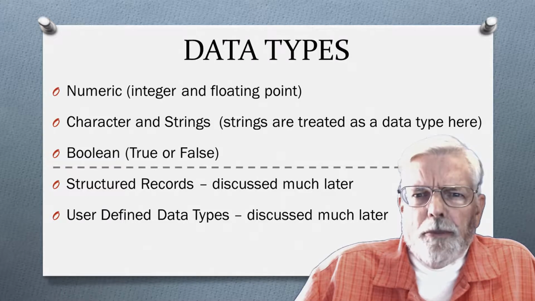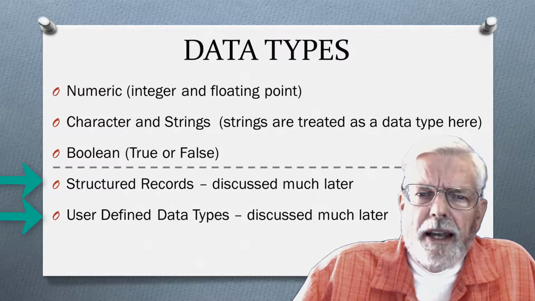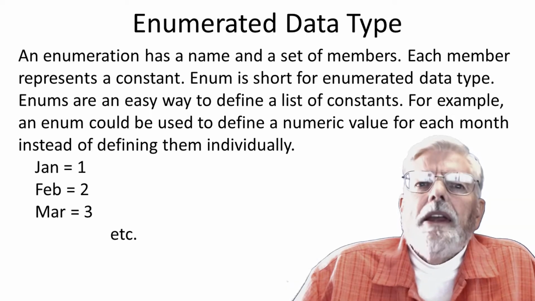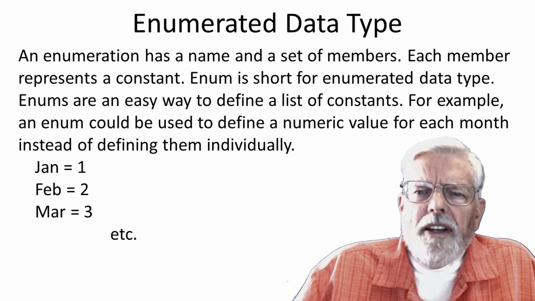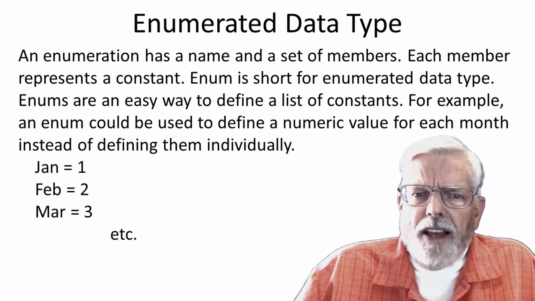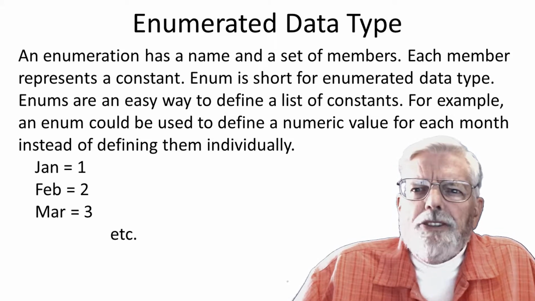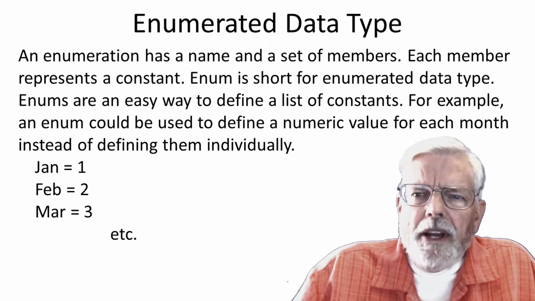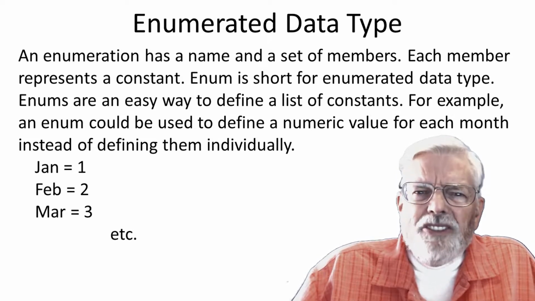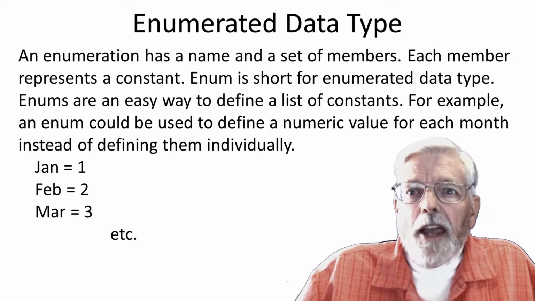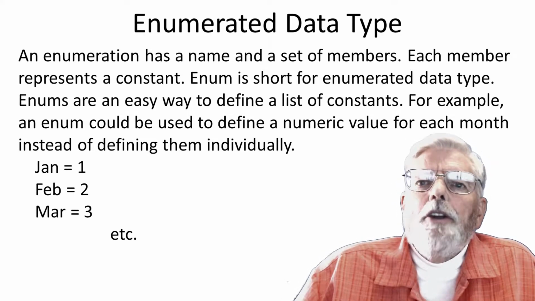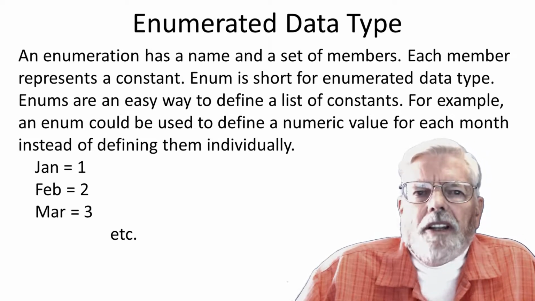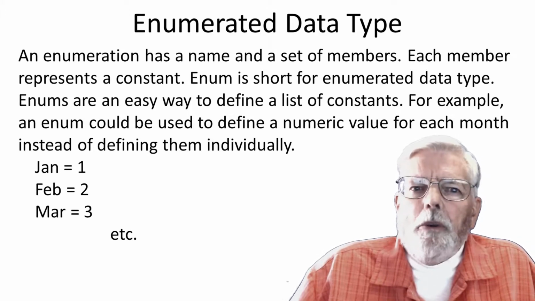It is also possible for the programmer to define new data types, which are usually made from a collection of existing data types. The enumerated data type was not listed yet. An enumeration has a name and a set of members. Each member represents a constant. Enum is short for enumerated data type. Enums are an easy way to define a list of constants. For example, an enum could be used to define a numeric value for each month instead of defining them individually. Jan equals 1, Feb equals 2, March equals 3.